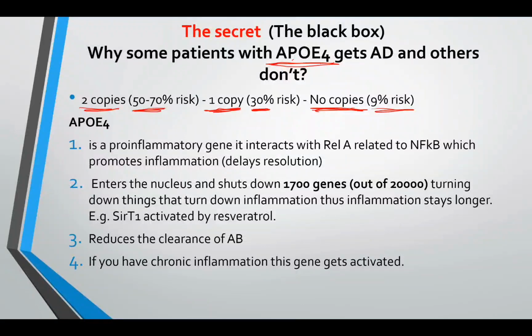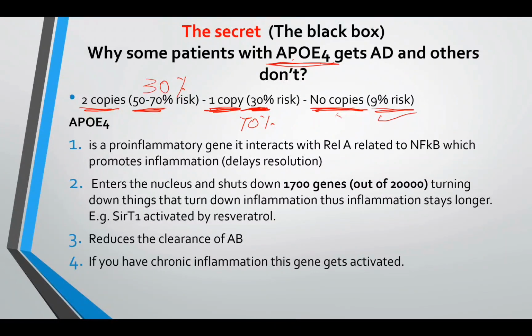Now, why do the people who have two copies have a 70% risk, while the other 30% will not get the disease despite having two copies? And the people who have one copy, 30% of them will get the disease. This means 70% will not get the disease. And why do people who do not have any copy still have a risk of having the disease? This is a very important point.